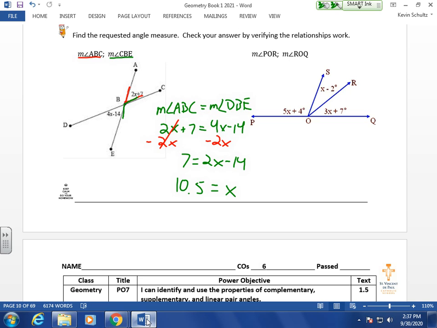Okay, so if x equals 10.5 and ABC is 2x plus 7, we're going to replace x with 10.5. And that's going to give us the measure of angle ABC. So 2 times 10.5 is 21. 21 plus 7 gives us 28. And that would be the measure of ABC.